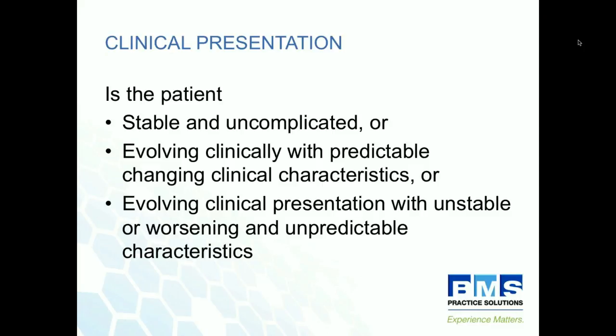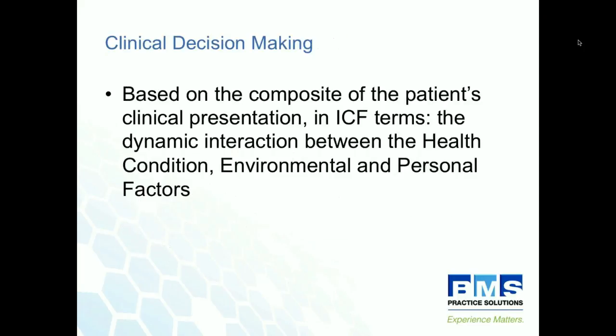So this would be a complex patient that is hard to predict how the patient is progressing or what you expect as their condition evolves. So the complexity of clinical decision making is really based on the composite of the patient's clinical presentation in ICF terms. The dynamic interaction between the health condition, which is the primary condition you're treating them for, environmental factors that affect the patient, and other personal factors that will affect the outcome of the course of care.